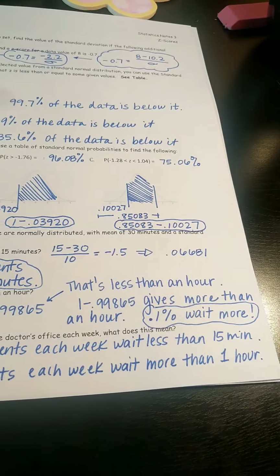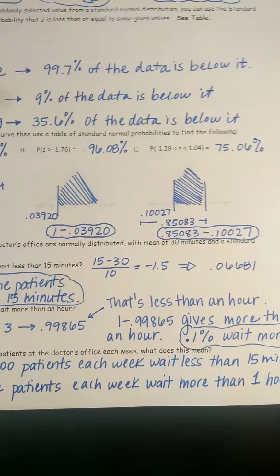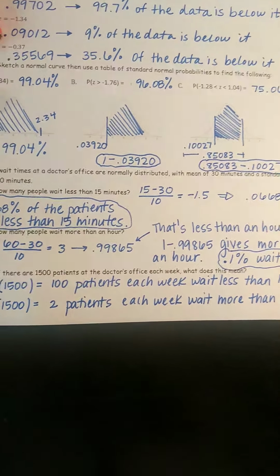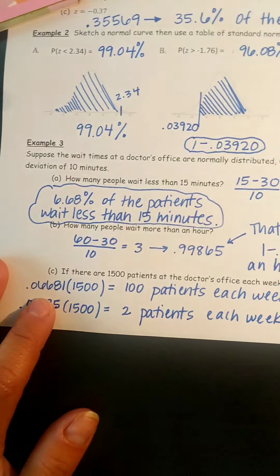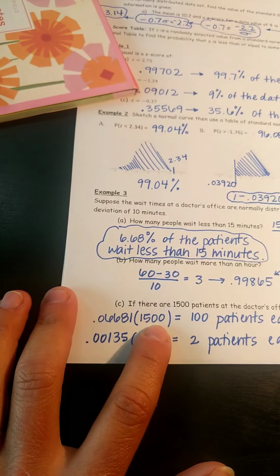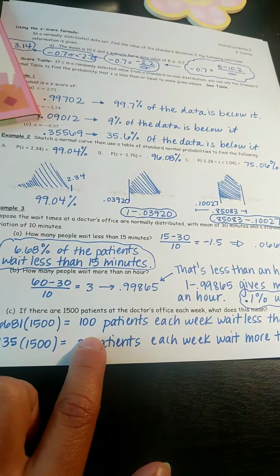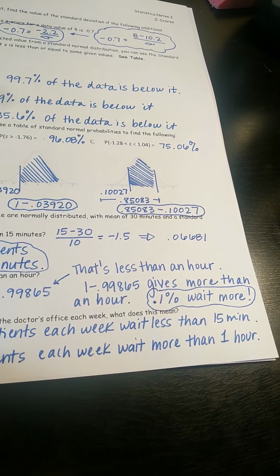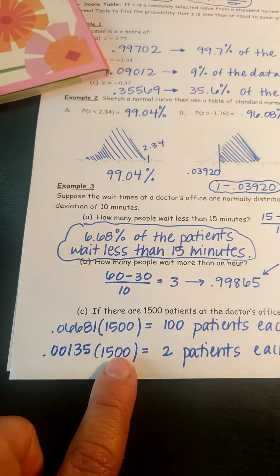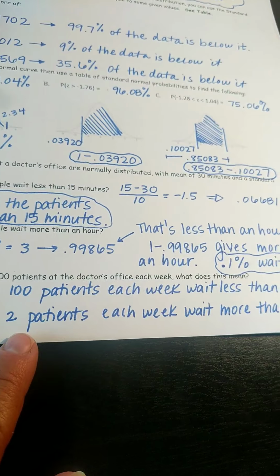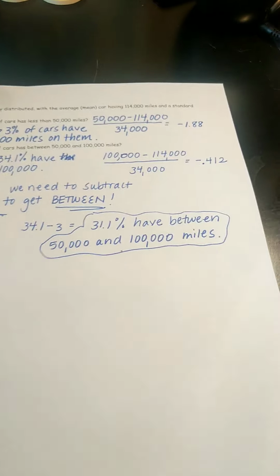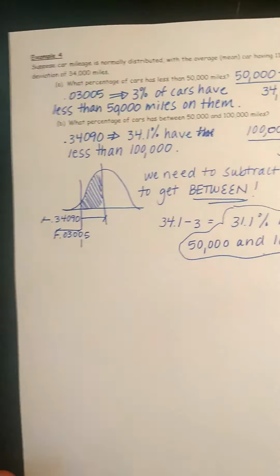Now, we can turn this into actual people if we know the number of people visiting. So, if there are 1,500 patients at the doctor's office each week, what does this mean? What this means is, I can take those probabilities I found, that 0.06681 multiplied by the 1,500 patients, and I find out that 100 patients each week would wait less than 15 minutes. Okay, that's what it actually means. I can take the other number we found, multiply by the 1,500, and I can find that 2 patients each week would wait more than an hour. So this is actually kind of interesting. We can predict. All right, last example, and then you guys are going to just do a worksheet for me.